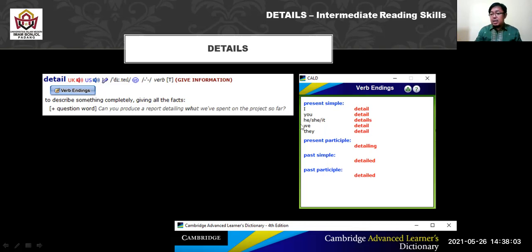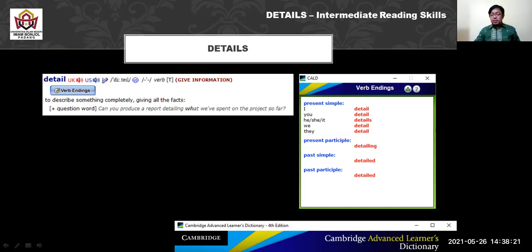Jadi hanya yang he, she, it saja menggunakan kata yang menggunakan akhir S. Sementara dalam bentuk present simple, we have detailing. Past simple, we have details. And past participle, we have details, the same.